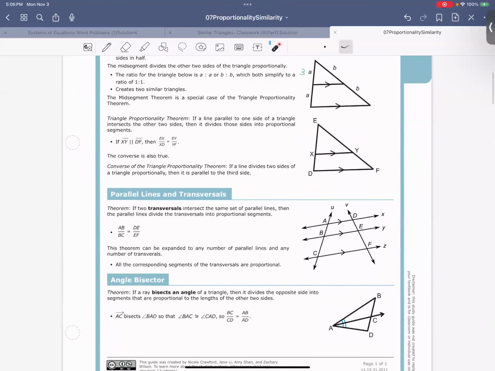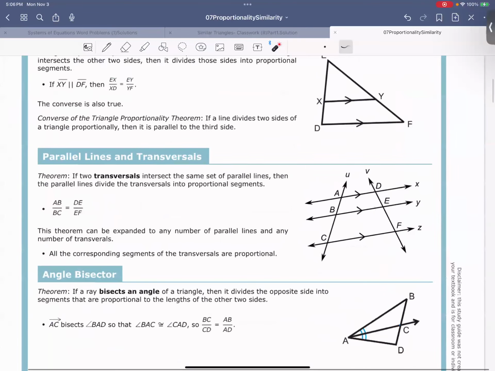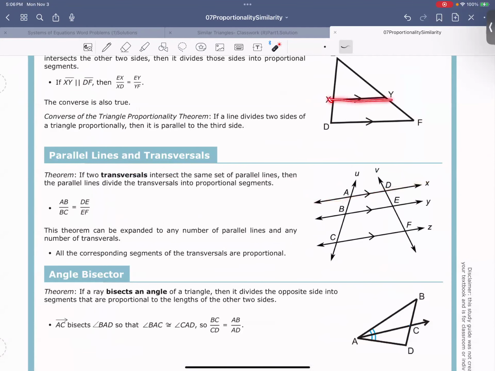Next, if you have a couple of parallel lines, not just 2, you have 3. If you have 3 parallel lines, then you will be able to say this piece divided by this piece equals this piece divided by this piece. Okay, next one.